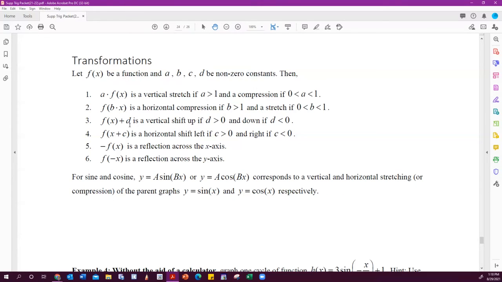Adding a number to the end is a shift. Adding a positive number is going to move you up. Adding a negative number, subtracting in other words, moves you down. Inside the argument, reverses roles again. So positive is left, negative is right. And finally, a negative on the outside is a reflection over the x-axis. And if you put a negative on the inside, this causes reflection over y.